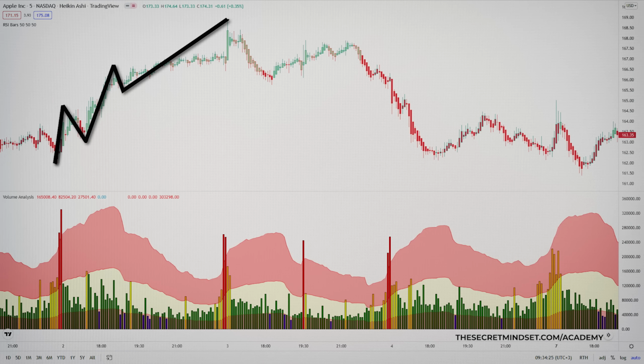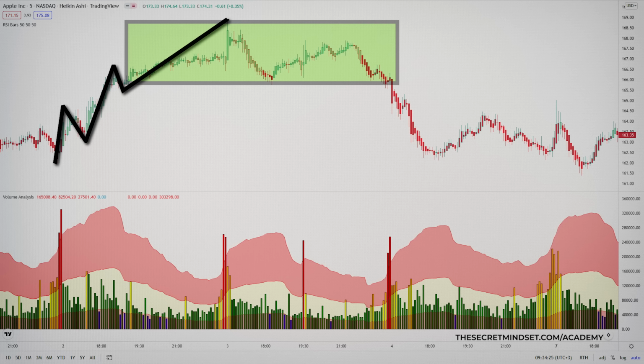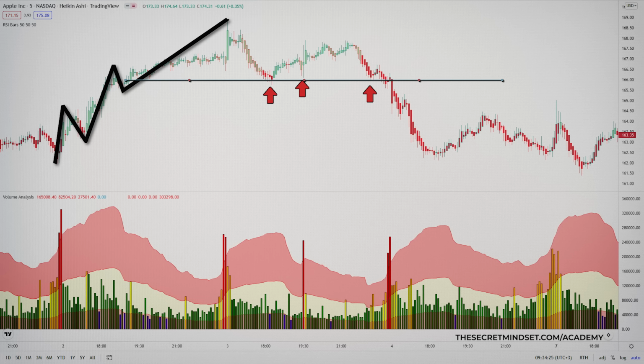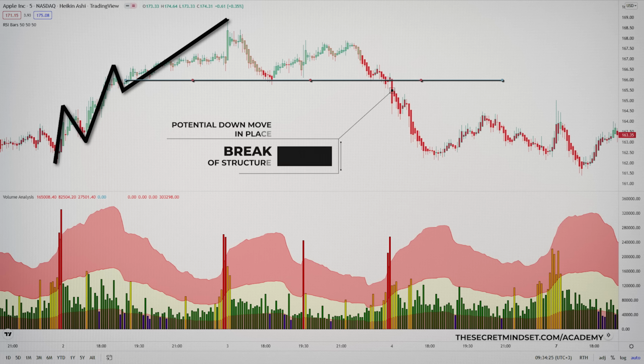This is the 5-minute chart of Apple. After an uptrend, the price switches directions and starts moving sideways, creating a consolidation area. Meanwhile, there are a couple of swing lows created. Observe the area around the lower wicks of the candles, which creates our support area. When trading breakouts, it's best to wait for a candle close beyond the support area to confirm the breakout. With this breakout structure, we have a potential down move in place.